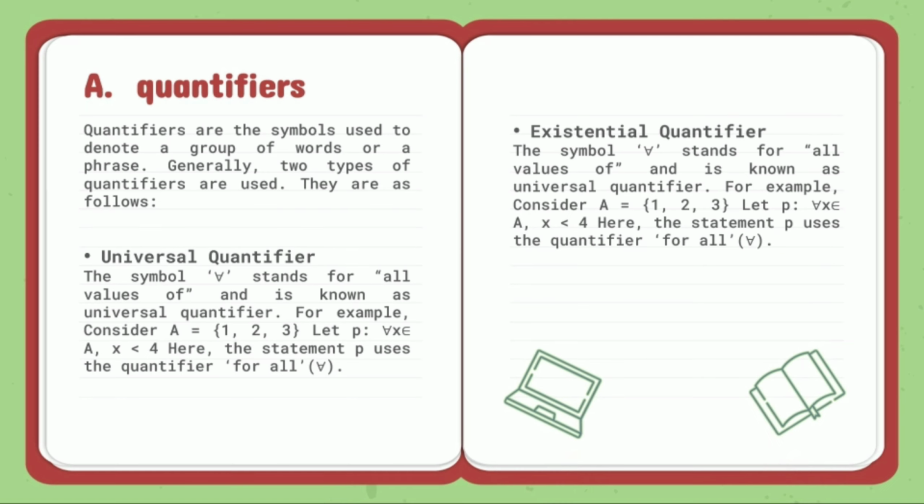Next, existential quantifier. The symbol for all stands for all values of and is known as universal quantifier. For example, consider A equals to 1, 2, 3, let P be for all x element of A, x less than 4. Here, the statement P uses the quantifier for all.